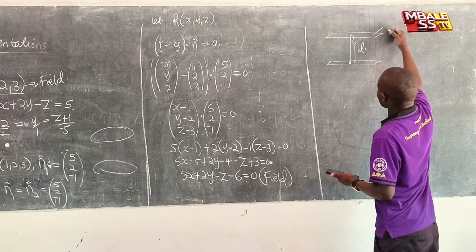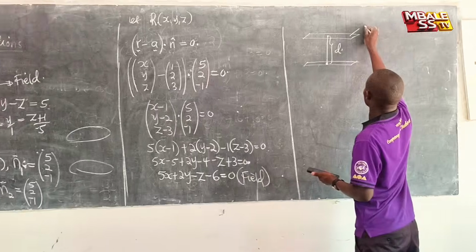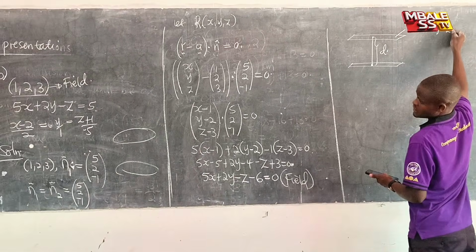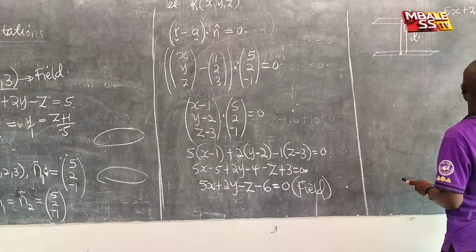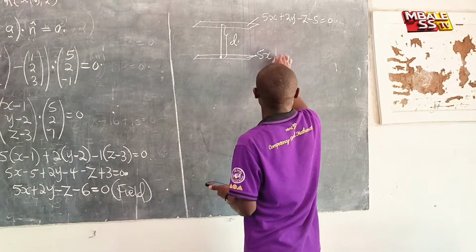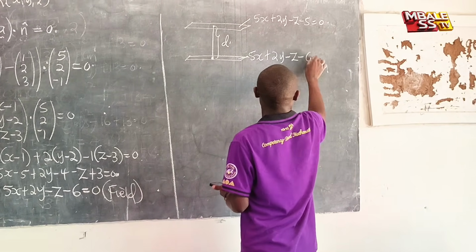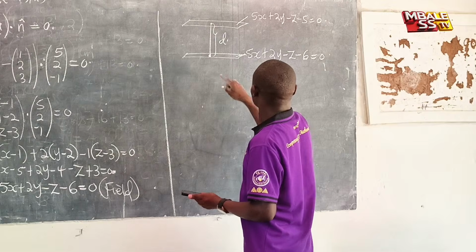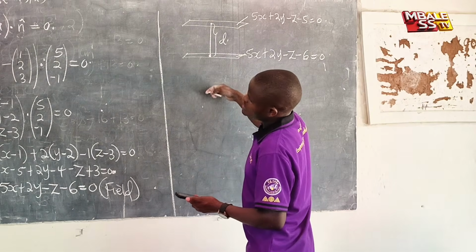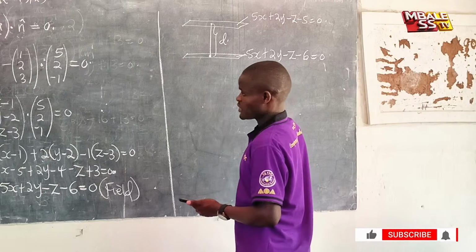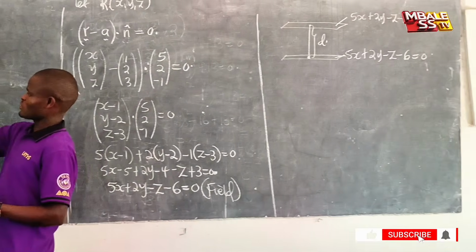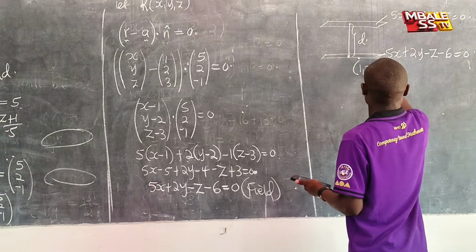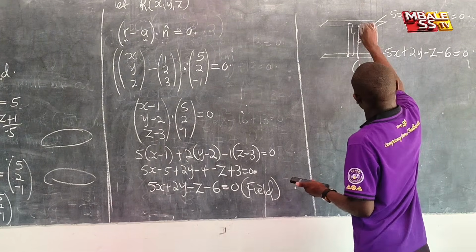If this is the roof whose equation was 5x plus 2y minus z minus 5 equals 0, and this is now 5x plus 2y minus z minus 6 equals 0. To get the distance between these two, we can simply get a point from one and then get the distance straight to the other plane. Already we're given a point on the field, which was (1, 2, 3). So we want to get the shortest distance of this point from that plane.